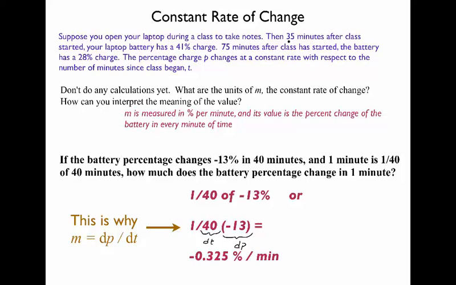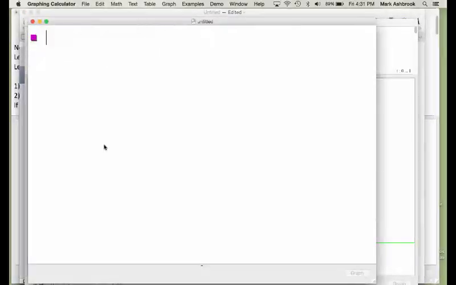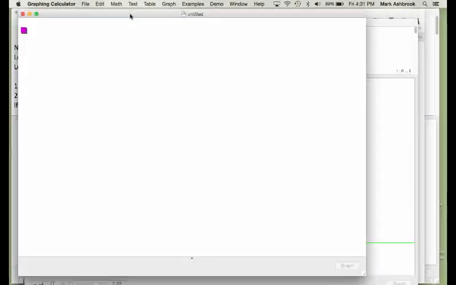Okay, so looking at this initial correspondence point of 35 minutes and the 41% charge, let's develop the equation of this line and analyze the situation for an increasing amount of time and the corresponding decreasing charge in the laptop. So let's open up a new GC window. And let's just write down.